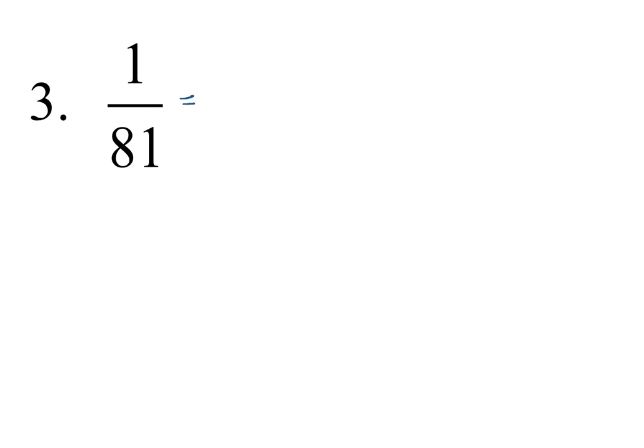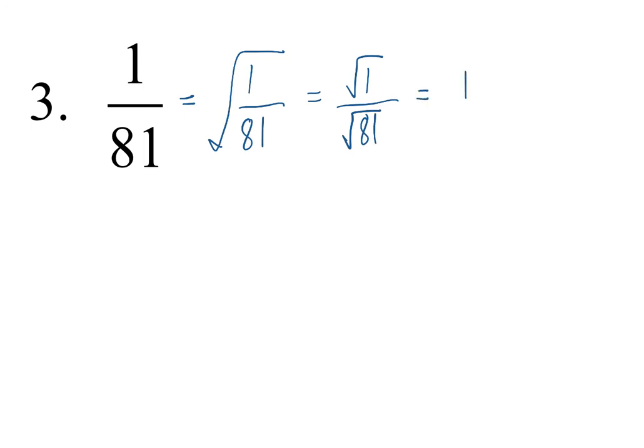When I'm taking the square root of 1 over 81, we're able to separate that root and take the root of the numerator and the root of the denominator. The square root of 1 is 1 because 1 times 1 is 1, and the square root of 81 is 9. So we can say that this answer is positive 1 over 9 and negative 1 over 9.